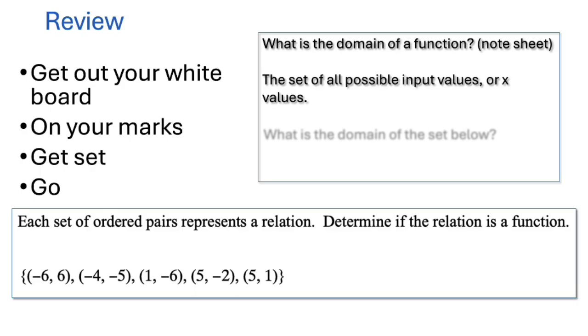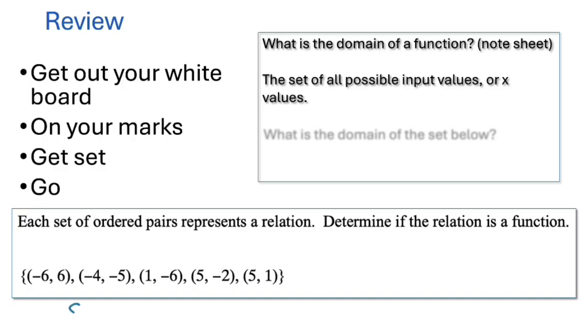On your marks, get set, go. Number 1 on your note sheet. The domain is the set of all possible inputs or all possible x values. It's not difficult. It's just what are the inputs. So in this ordered pair, you would write the domain like this. Do not do anything, just watch.